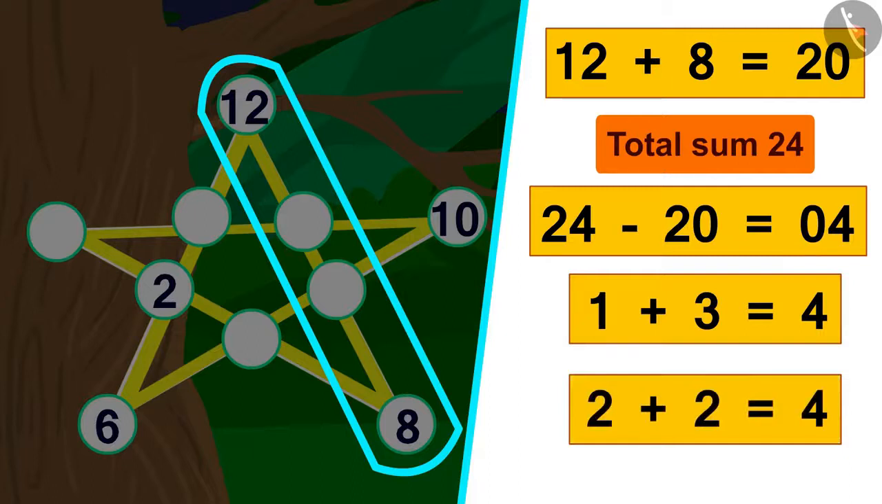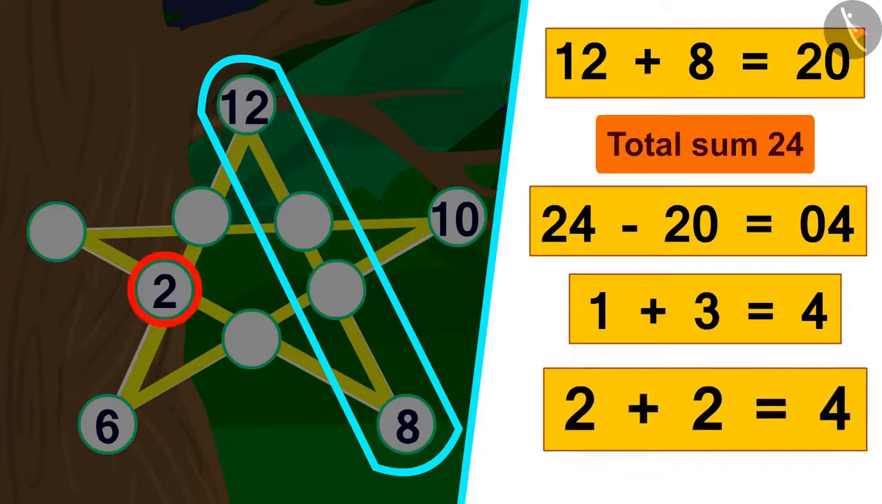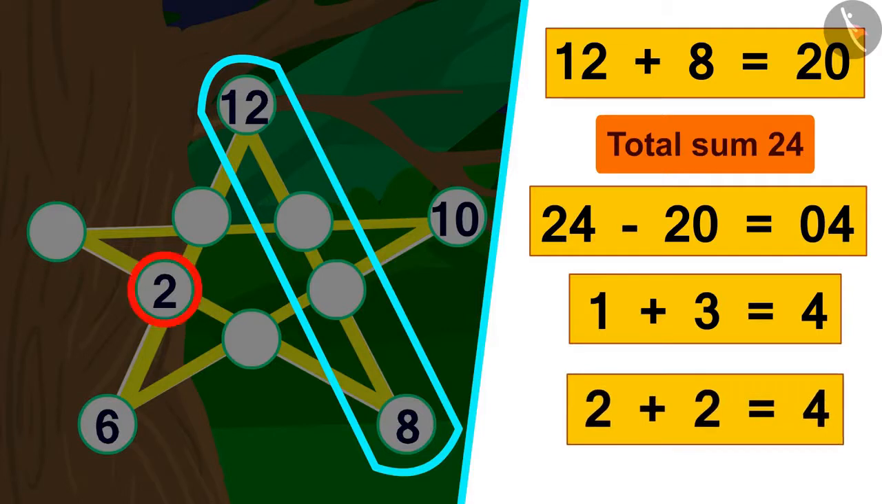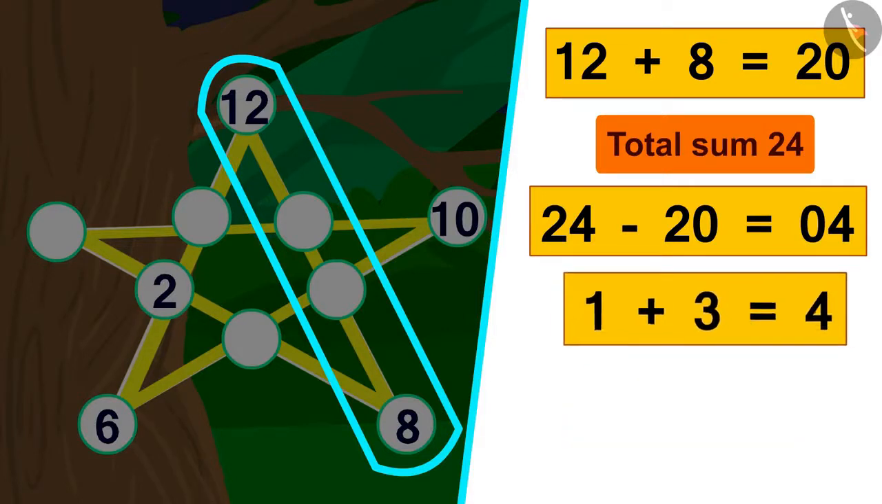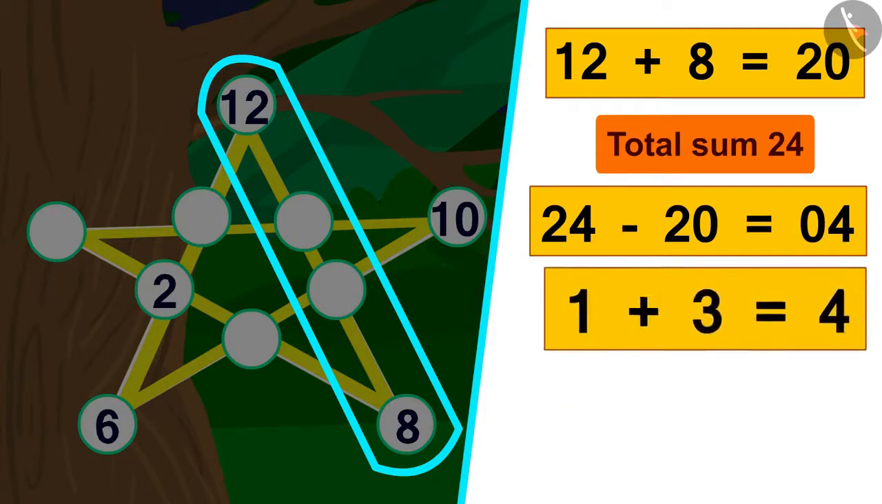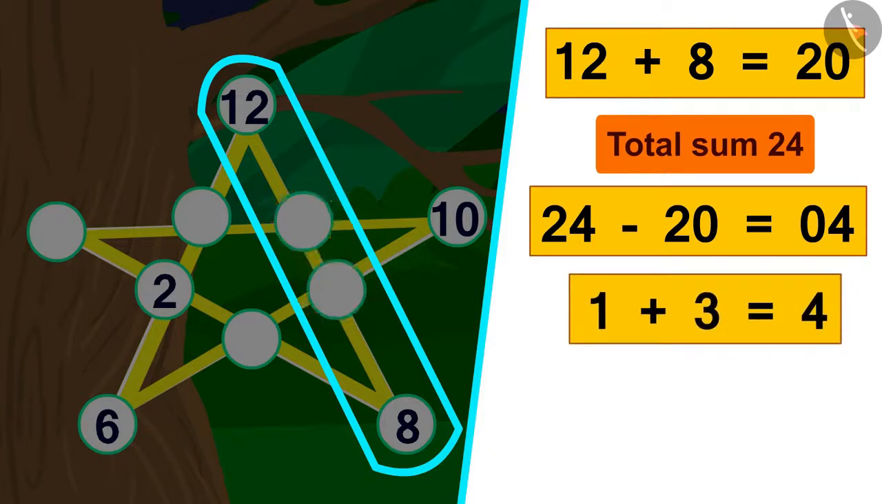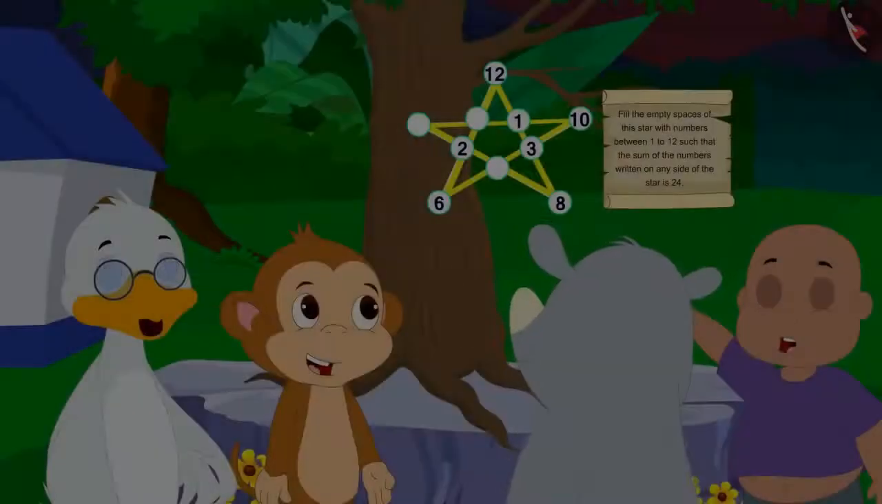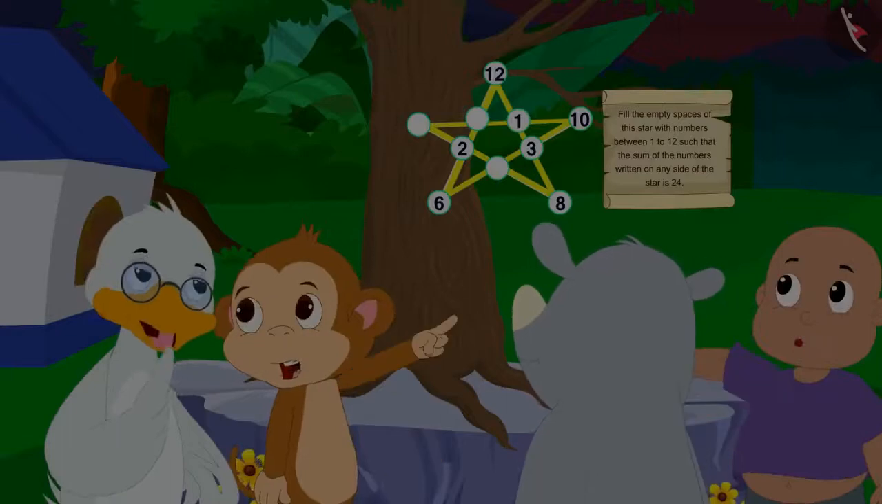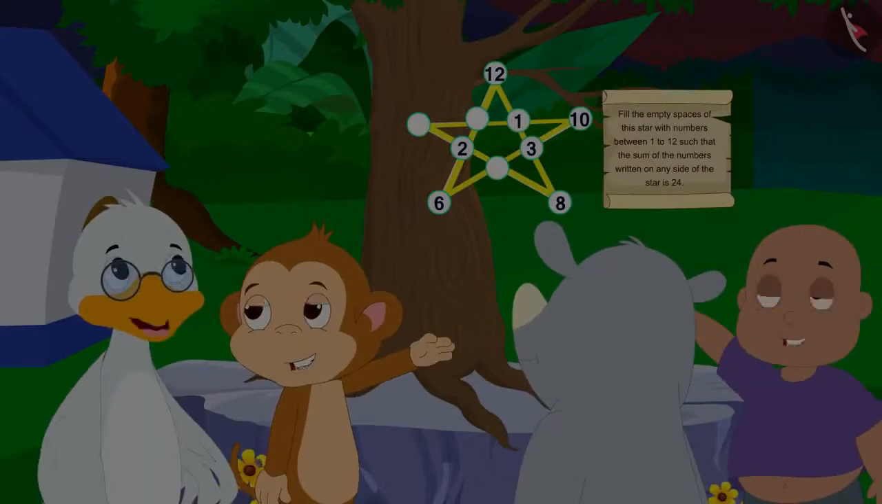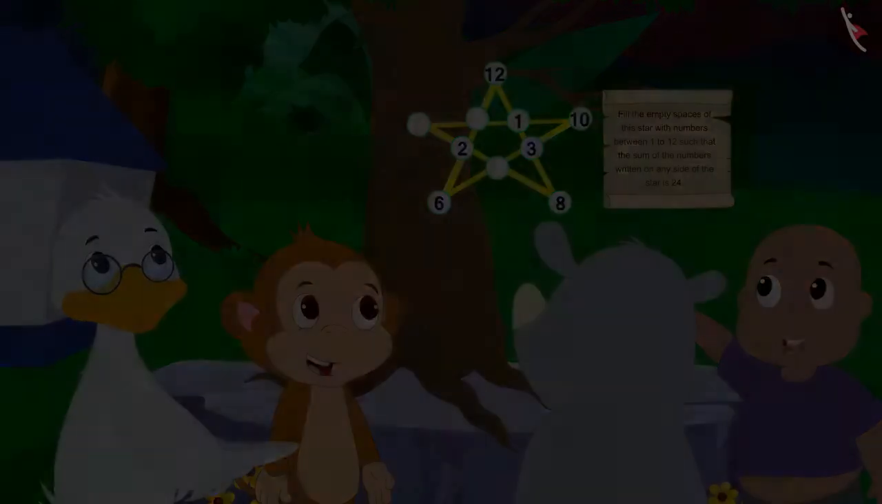But when adding 2 to 2, the number is being repeated. That is why we will write numbers 1 and 3 in the empty spaces of this edge. On saying this, Bablu wrote the numbers 1 and 3 in the empty spaces of this edge. All the villagers got very excited. Now, everyone started trying to fill in the blanks written on the star.